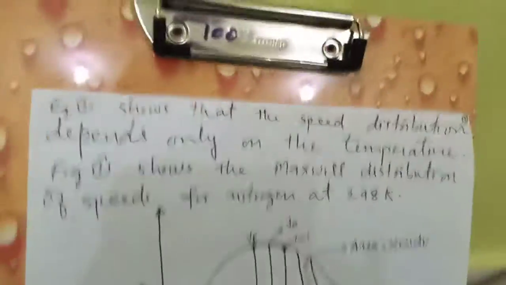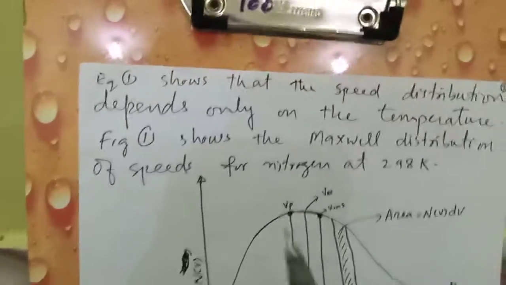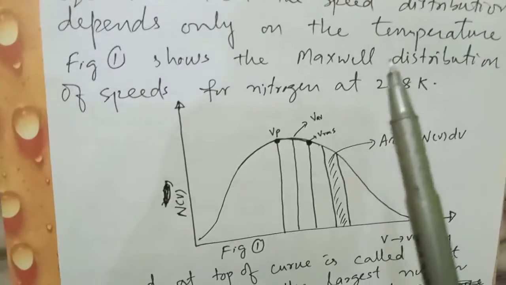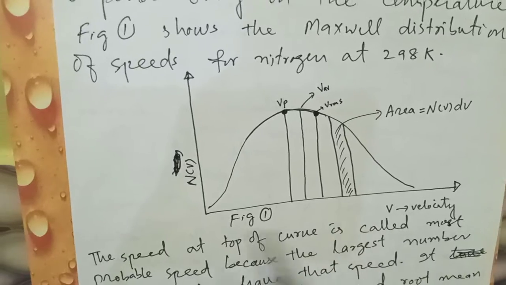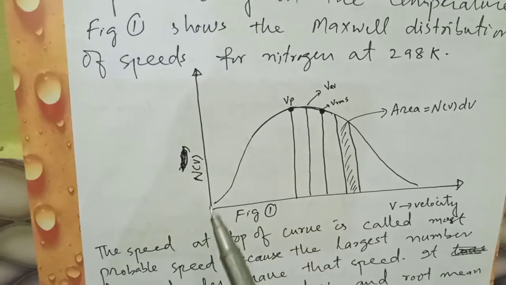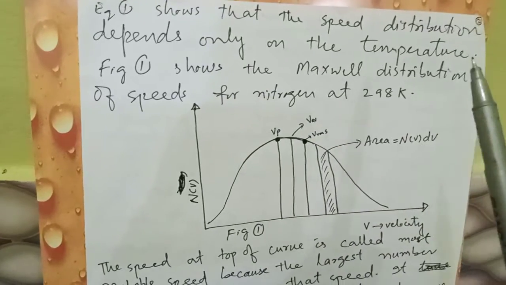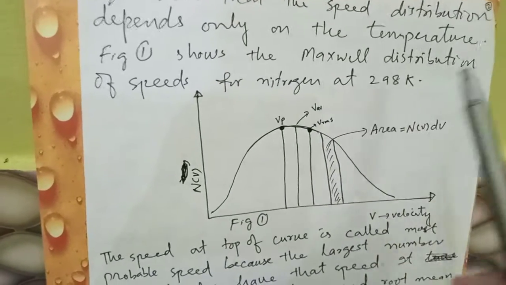Now this mathematical representation is shown on a graph, where this is the x-axis which shows the velocity and this side is the y-axis which shows N(v). If you look at the mathematical representation, it only depends on the temperature.